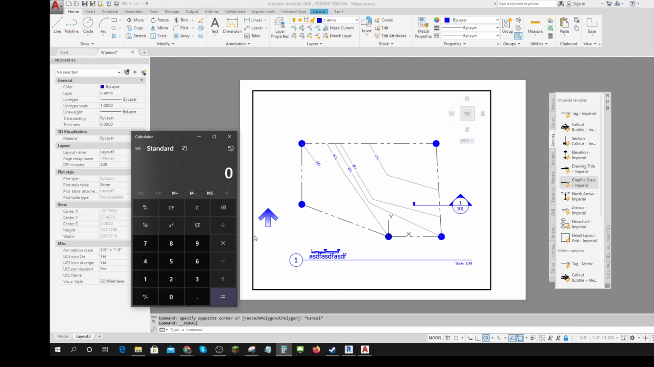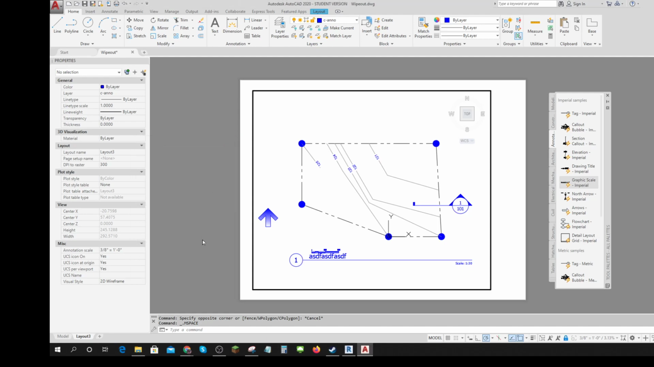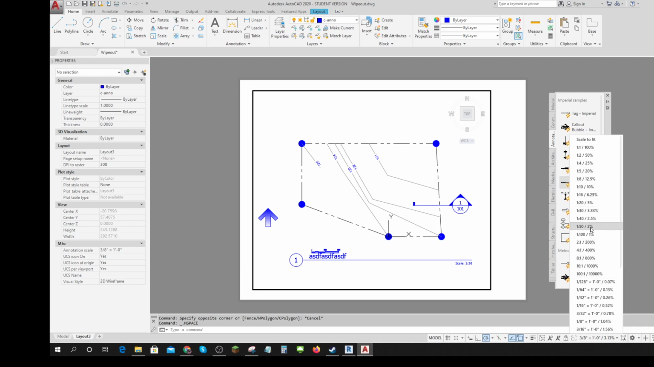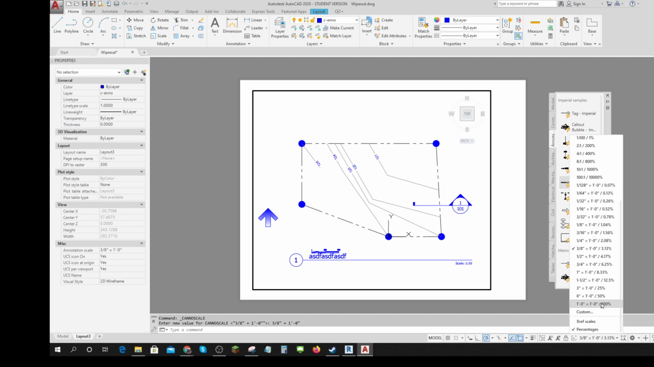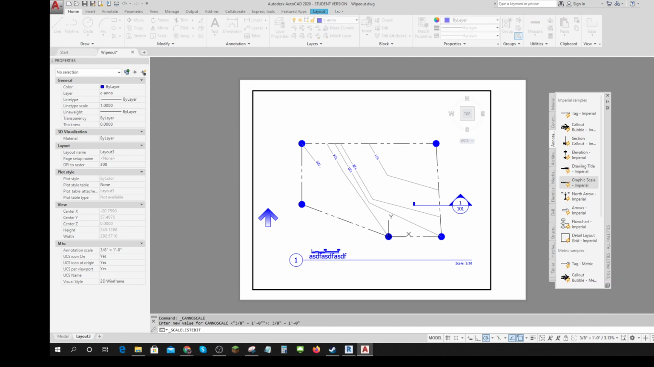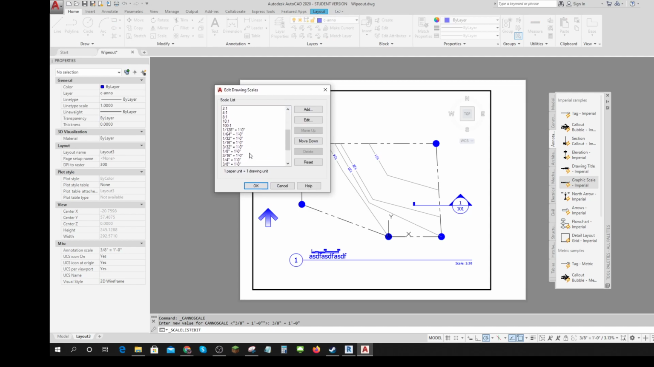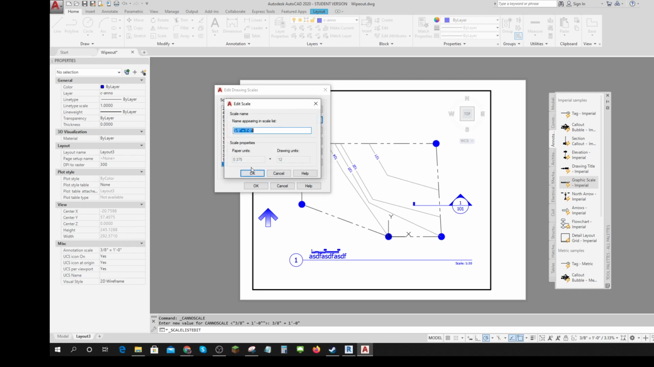So here you go. It's hard for me to do without actually writing it down. You know what? I'm going to put it in the calculator for you so you guys can know it. The other way to figure it out is to go into unlock, go into here, go into 3/8 of an inch equals a foot. Where's my customs? There we go. Custom. And if I go to 3/8 inch equals a foot and I edit it, it tells me 0.375 to 12. So if I divide that, 12 divided by 0.375, that's my scale factor.